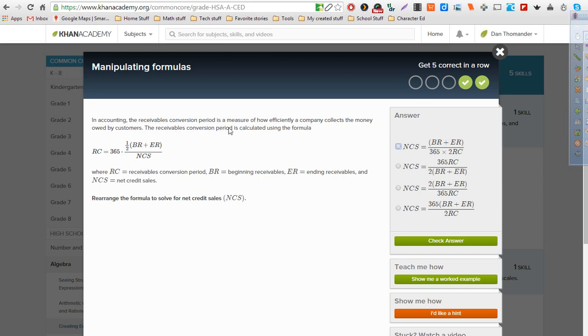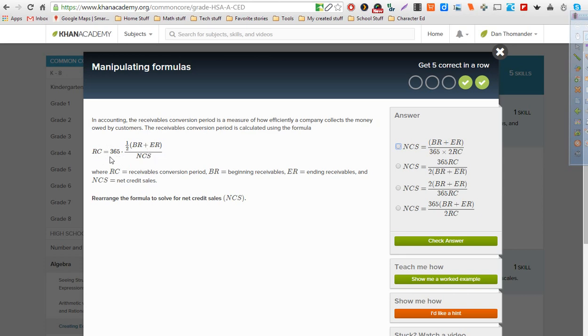In accounting, receivables conversion period is a measure of how efficiently a company collects the money owed by customers. All right, receivables conversion period. That's a lot of words, man. What it is, it's a measure of how effectively a company collects money owed by customers. So if you owe the company money, that company is tracking how good they are at getting paid back.